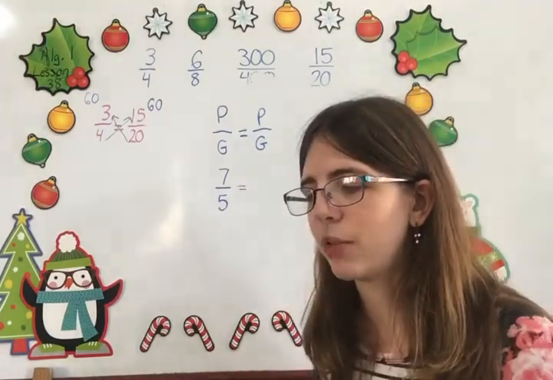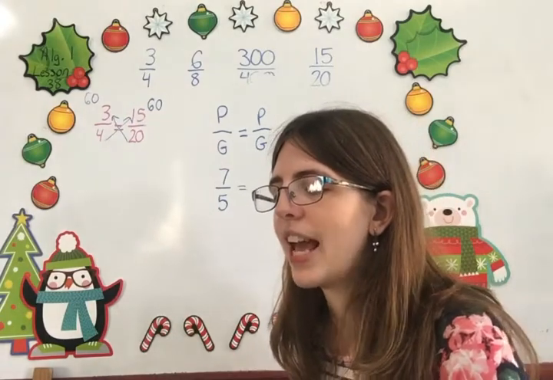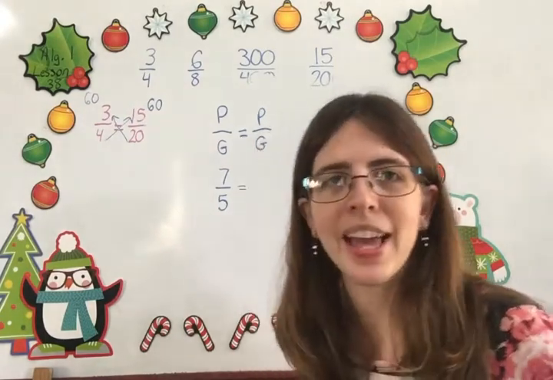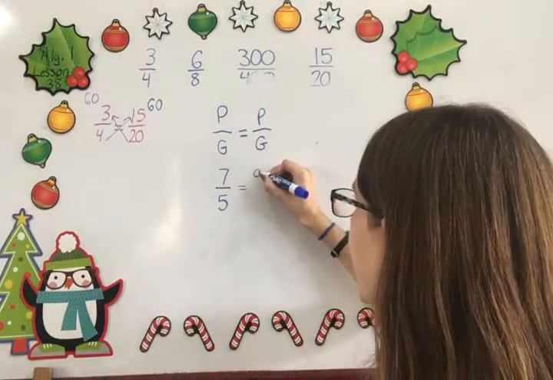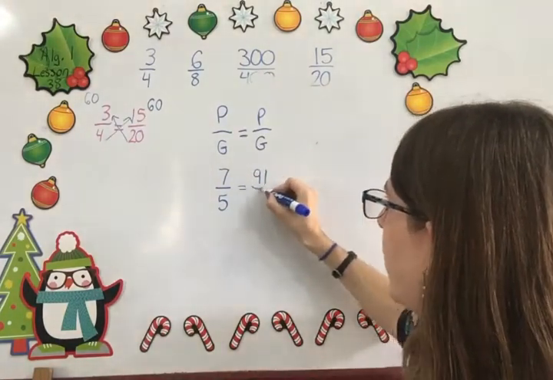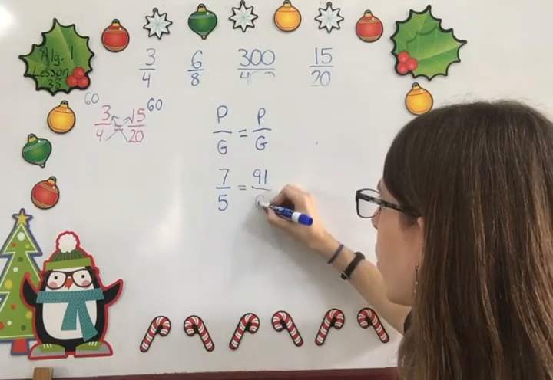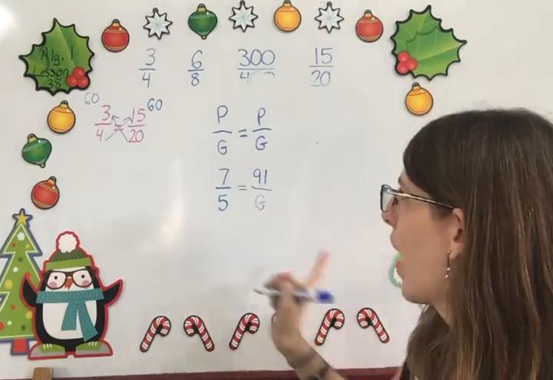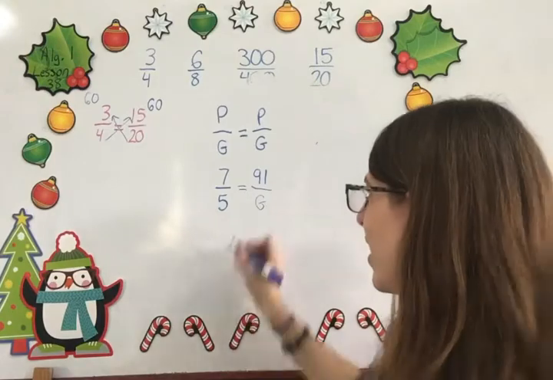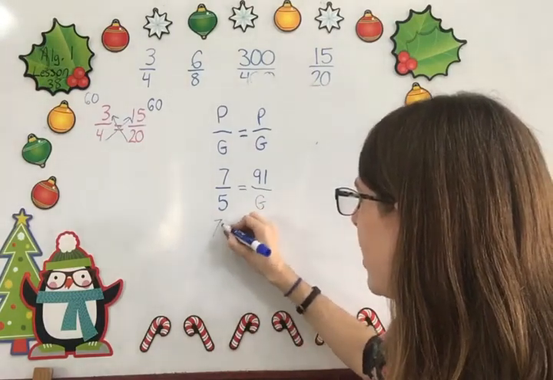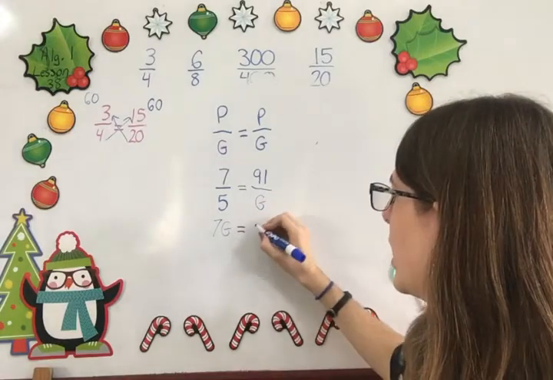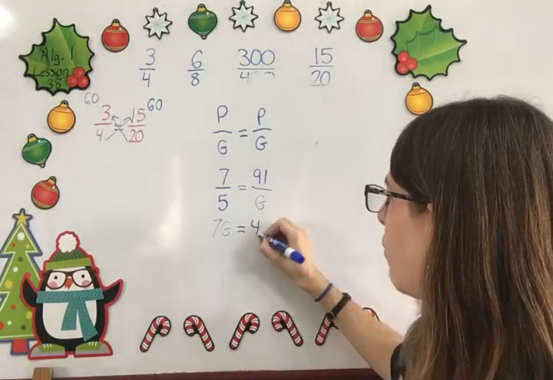Then for my second ratio in my proportion, it says if there were 91 pigs, how many goats? Well, I know that pigs is on top, so I put the 91 in place of the P on the top, and I'm solving for goats. So now I just cross multiply, and I have 7G, I have a capital G there, so I'm going to keep it a capital G, equals 91 times 5, 455.